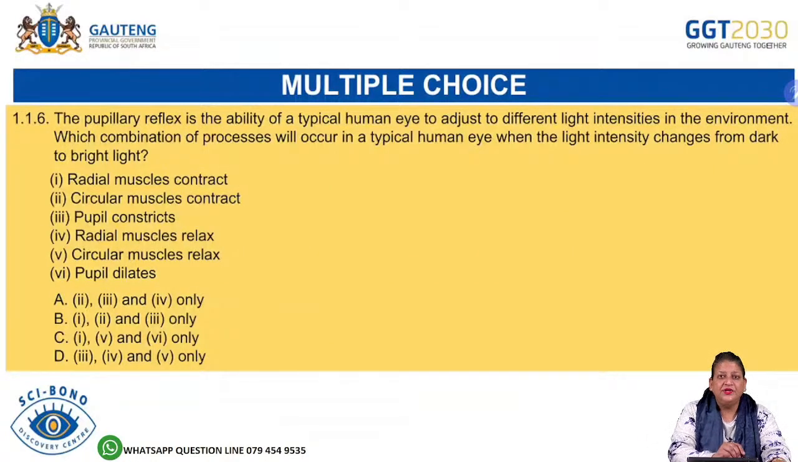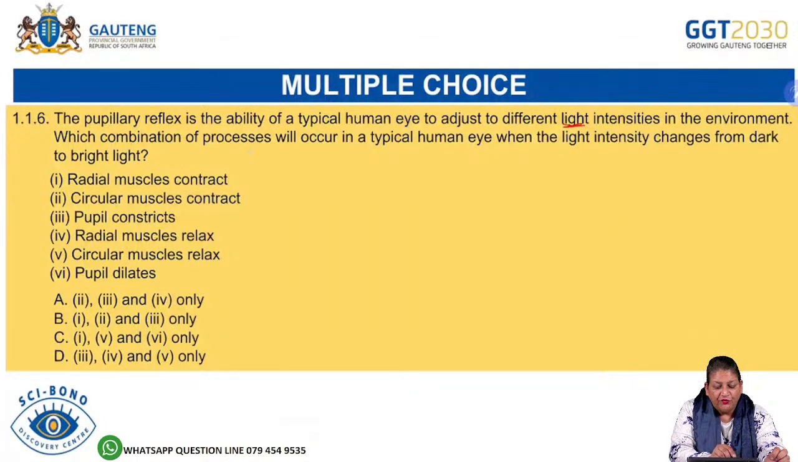This one here is related to the eye, and many learners, although it looked easy, found it difficult because a lot of criteria were involved. See, the pupillary reflex. So the minute you see pupillary, already you know this question deals with the eye. It deals with the pupil. Reflex means how it's going to respond. And it is the ability of a typical human eye to adjust to different light. Remember when we talk of the pupil, it's an opening, and with the opening, it allows light to pass through. Different light intensities in the environment.